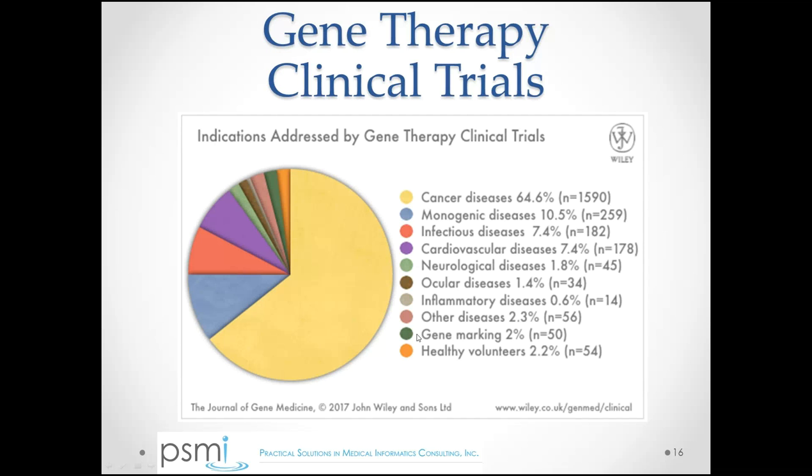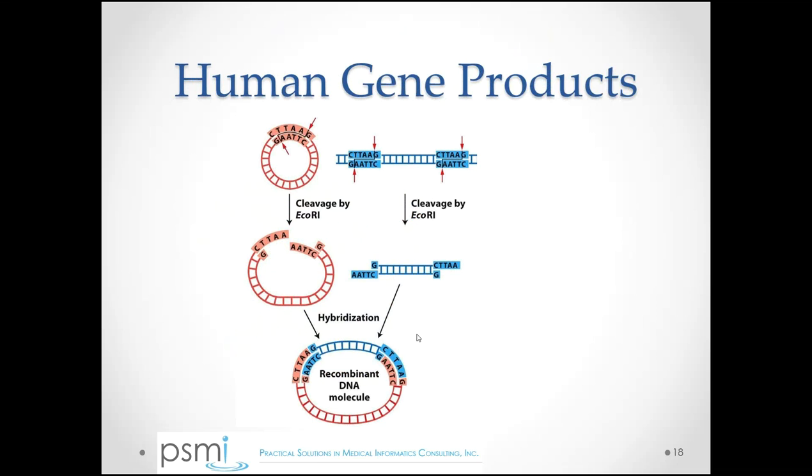Okay, so we're going to be talking about two big buckets of genetic engineering. One big bucket is going to be the application of genetic engineering to create human gene products. And then the second big bucket is going to be somatic cell editing. If we look at this first big bucket, human gene products, this begins to introduce you to the notion of cutting and pasting genes.